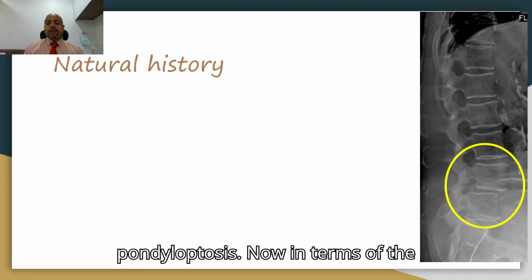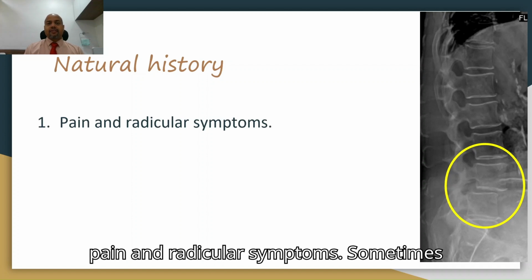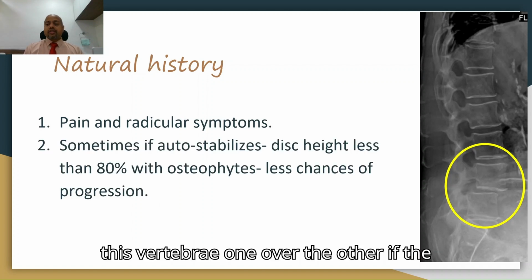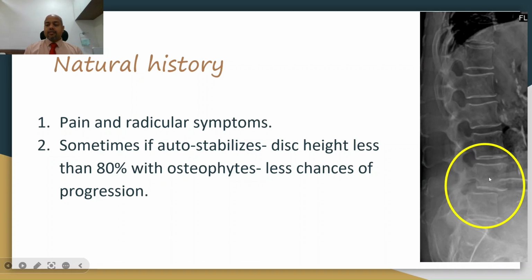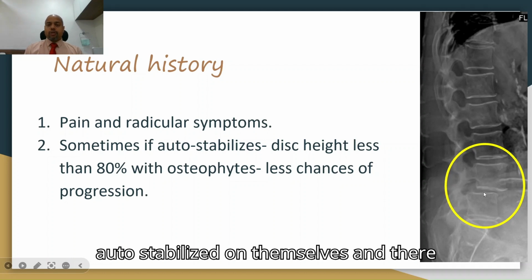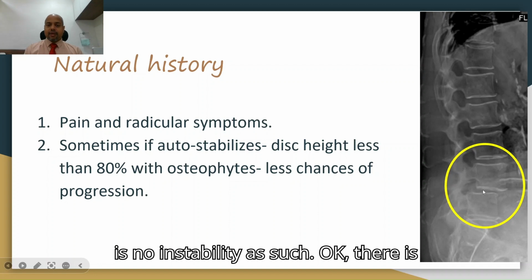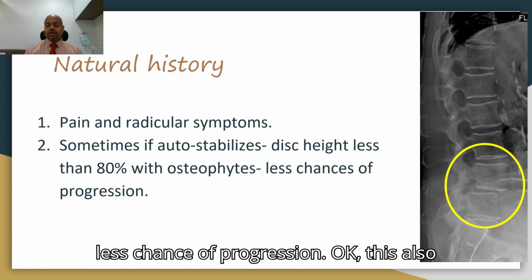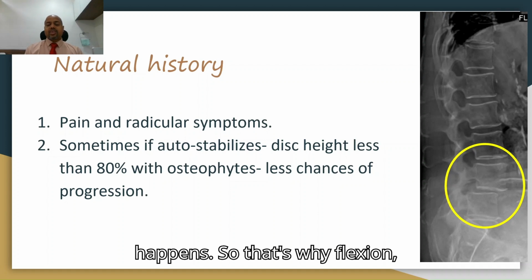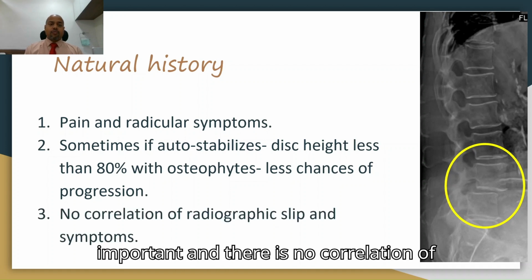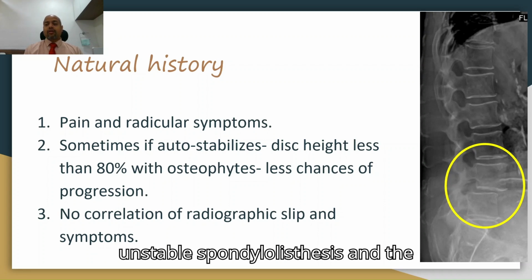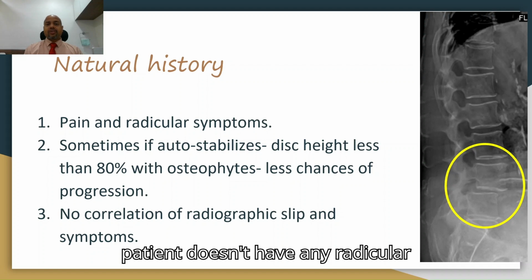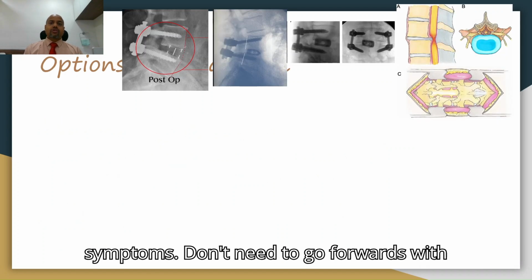spondyloptosis. Now, in terms of the natural history, you will have pain and radicular symptoms. Sometimes, if the disc degenerates significantly, the vertebra above and below get auto-stabilized on themselves, and there is no instability as such. Okay, there is less chance of progression. This also happens. So that's why flexion extension X-rays are important, and there is no correlation of the radiologic slip and symptoms. Hence, you need to know, even if there is a stable spondylolisthesis and the patient doesn't have any radicular symptoms, you don't need to go forward with the surgery.